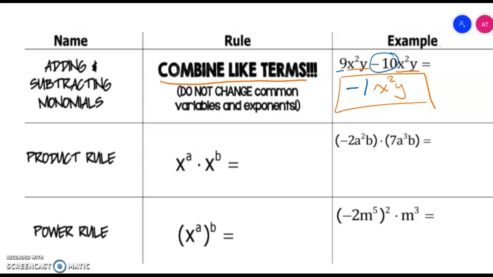The next rule down here is the product rule. This one is really important to remember. So if I have x to the power of a times x to the power of b, what I'm going to be doing is essentially adding those exponents together. So I'm going to add the a plus the b. Remember, we drew this giant plus sign here, and that's how we did it when we learned it previously.